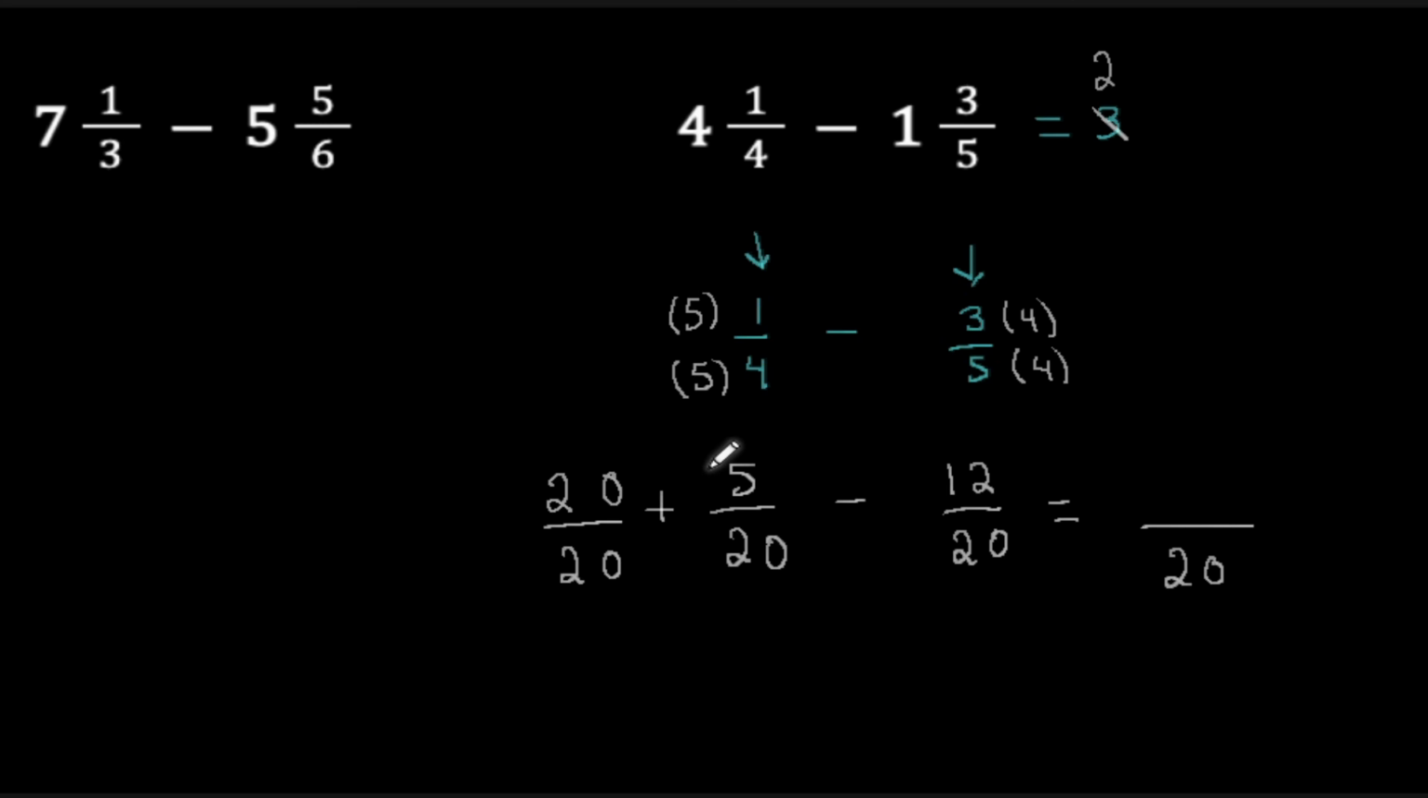So you can add and subtract across the numerators in that order. 20 plus 5 is 25. And then 25 minus 12 is 13. But your answer is 2 13/20, because you cannot forget about your 2 here.